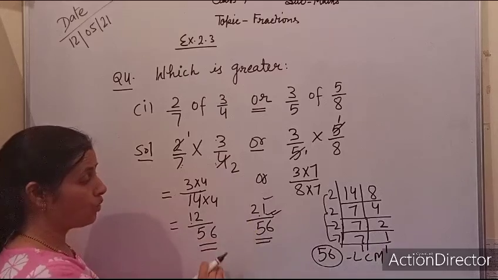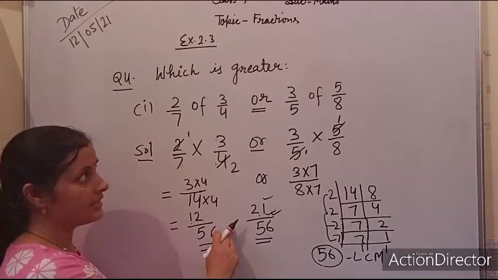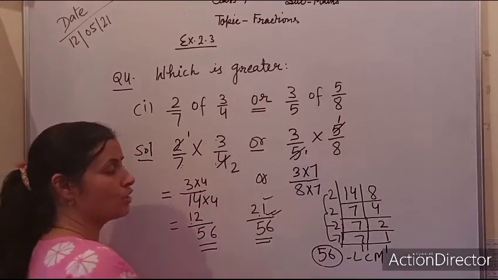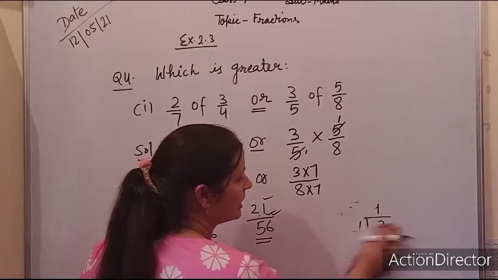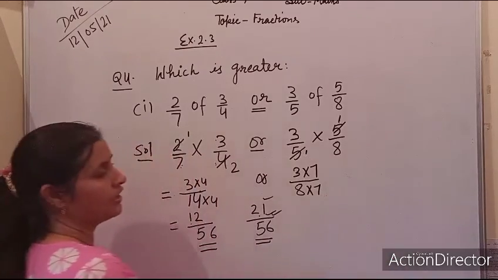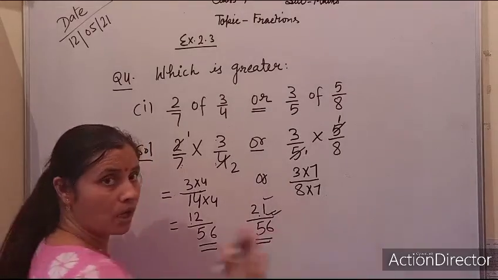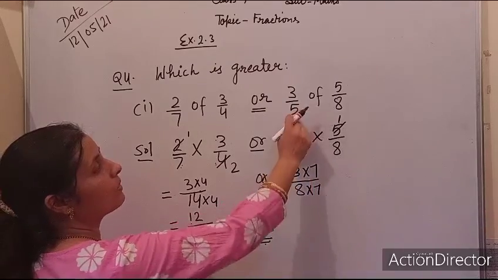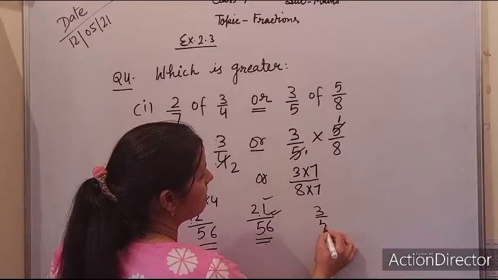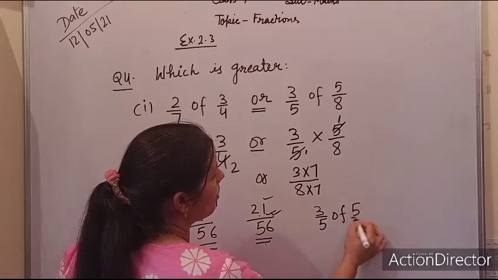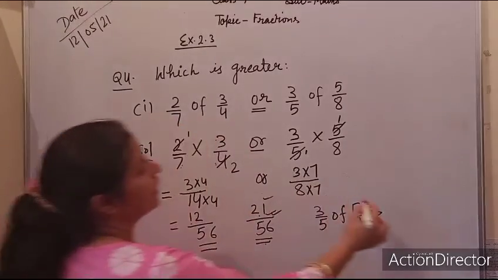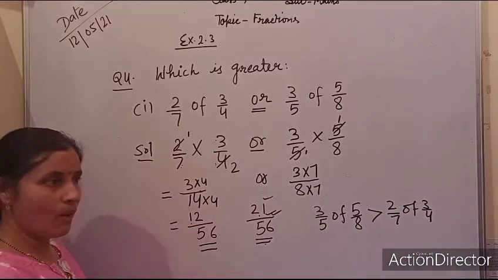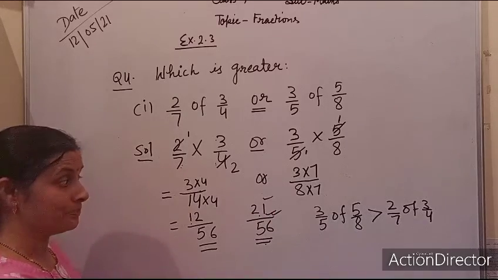Then how to write that? We will not put the greater than sign directly here because we have fractions. Then we will go through that one fraction. So I am rubbing this one part. Okay, you can note it down. There is no need to note down the LCM. Okay, you can do that work on your rough page. So you can see 21 upon 56 is the solution of this fraction. So we will write 3 upon 5 of 5 upon 8 is greater than 2 upon 7 of 3 upon 4. I hope you understand how to compare fractions.